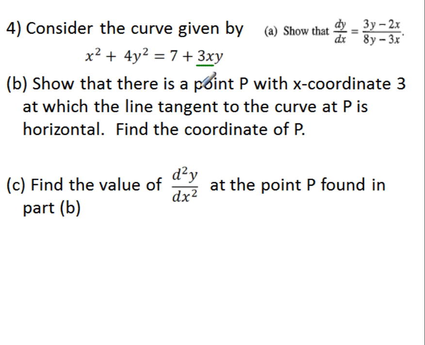You're going to show that there's a point P with an x coordinate of 3 at which the line tangent to the curve is horizontal. So horizontal means this slope should equal 0. And you're just going to plug in the number 3 in for x and solve for y.